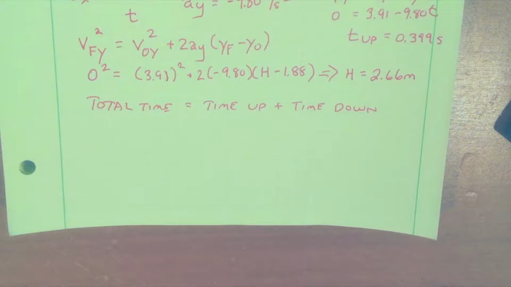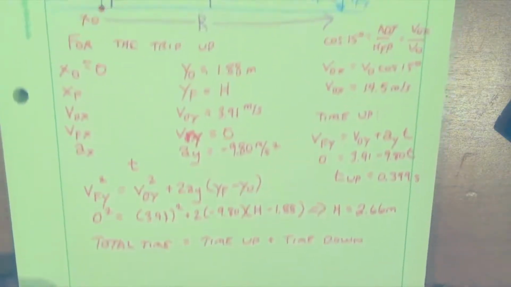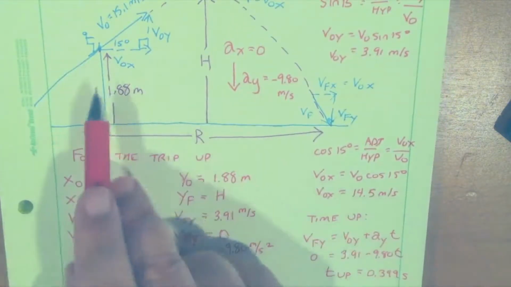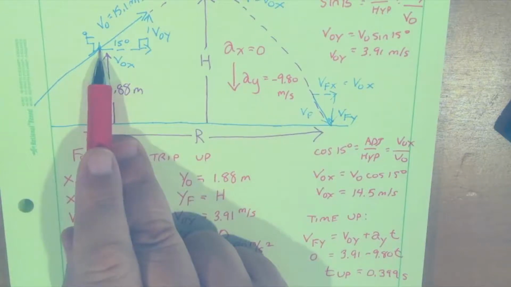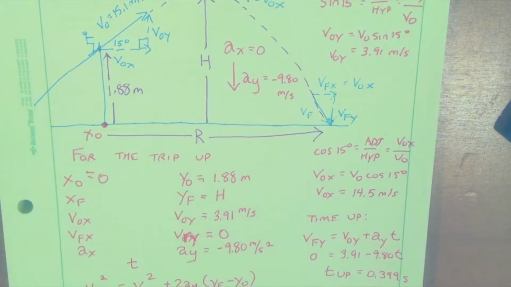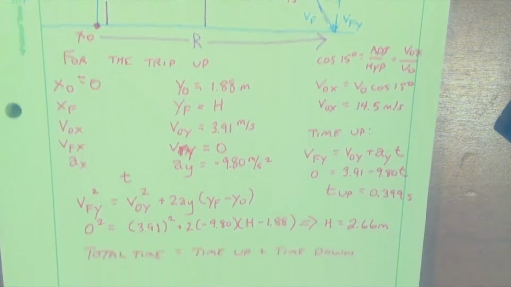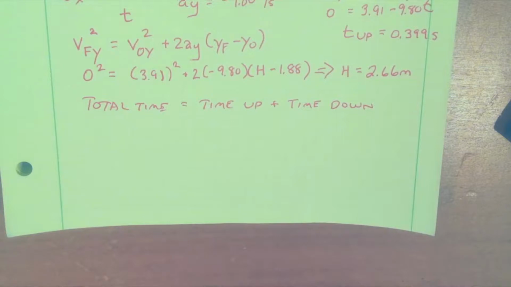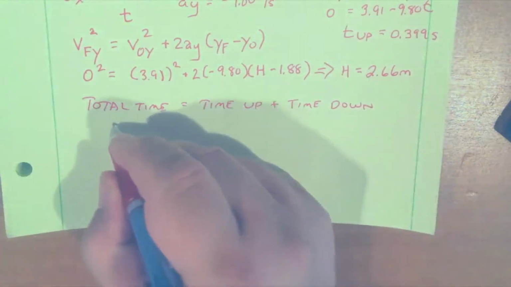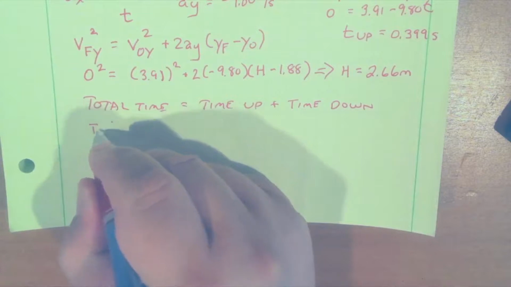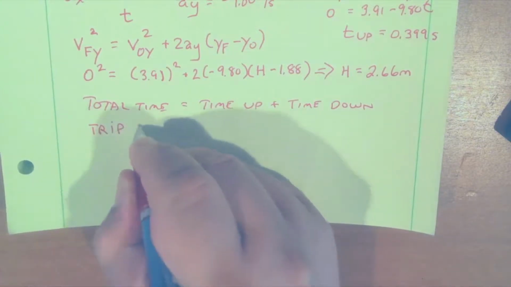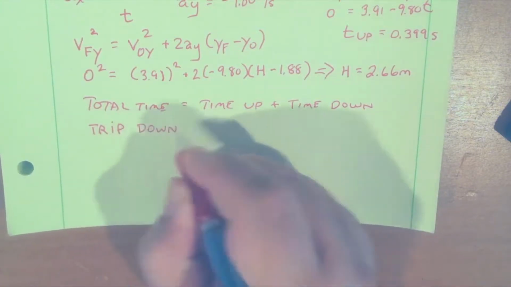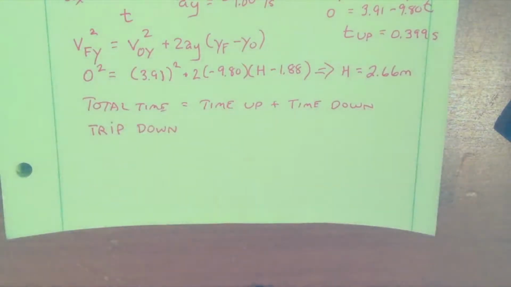We could figure this out all in one step. But since the initial y position is not 0, this would lead us to have to use the quadratic formula in order to solve the problem. So to avoid having to use the quadratic formula, we can focus on what are the variables on the trip down.